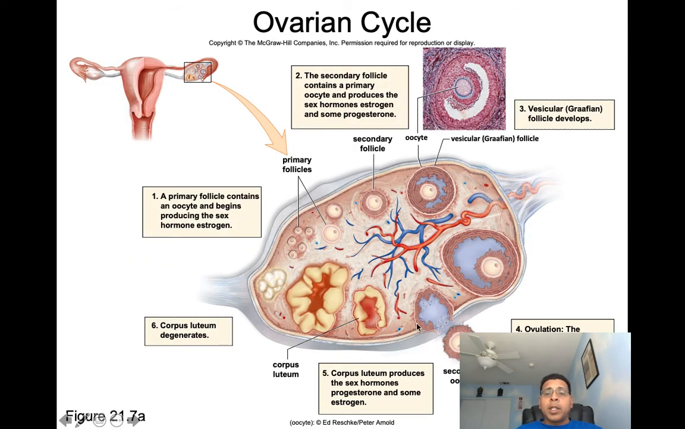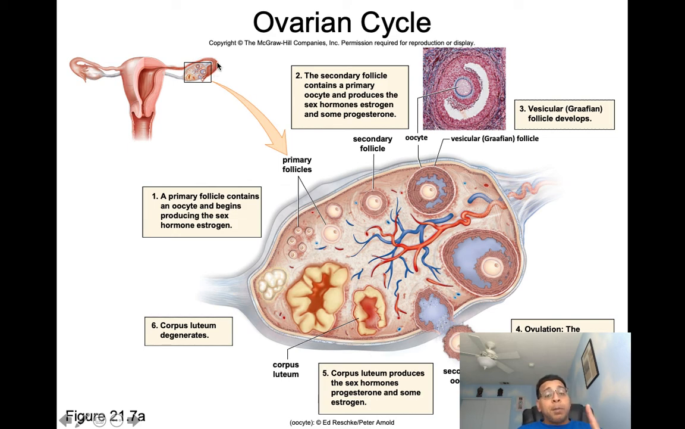Once this follicle undergoes ovulation and the secondary oocyte is ejected, the secondary oocyte is going to make its way into the fallopian tubes. When this secondary oocyte is inside the fallopian tubes, it's going to be passing through those fallopian tubes, making its way through.